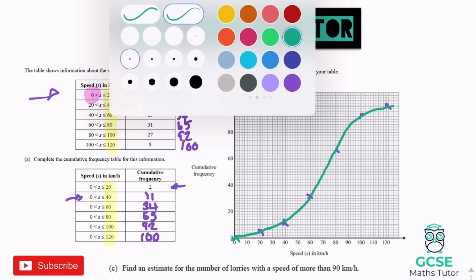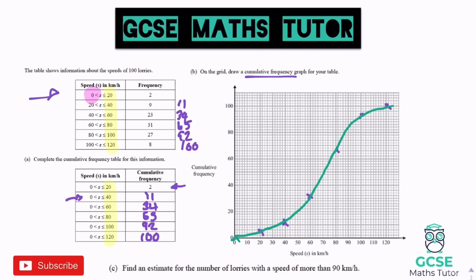Now there's a few things that you can read off a cumulative frequency graph. The actual question that we're going to have a look at down here is: find an estimate for the number of lorries with a speed of more than 90. But there's lots of things you can find. We'll start with this one. So a speed of 90 is here. All I have to do is very carefully go up to my graph, show this on your question, and then you go across to the left.